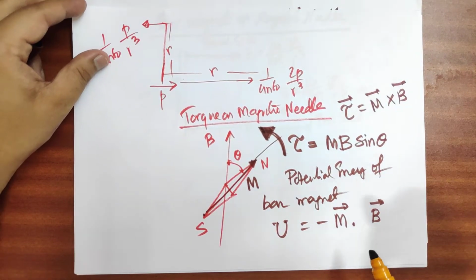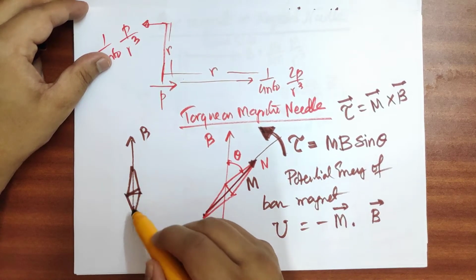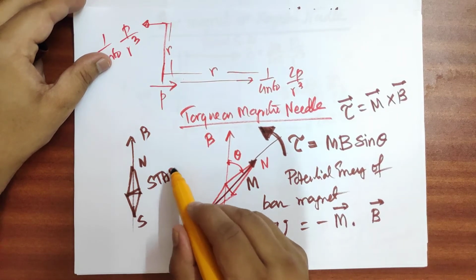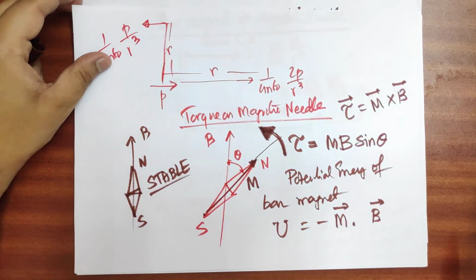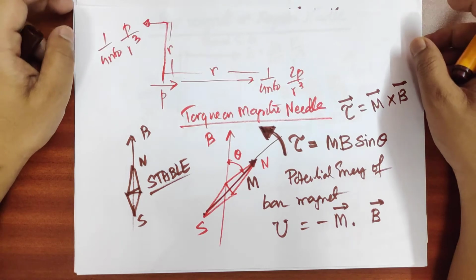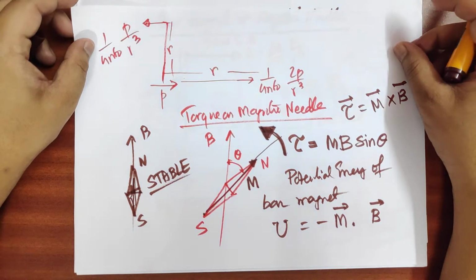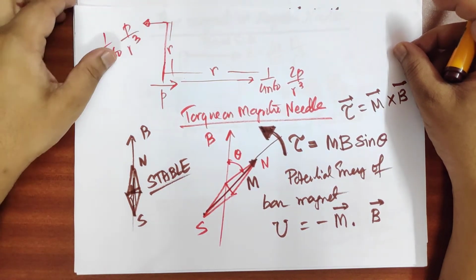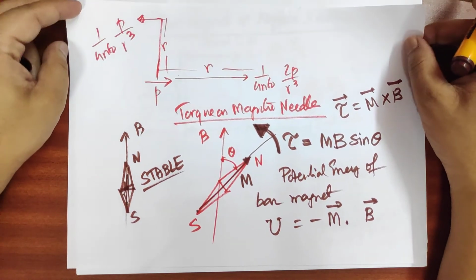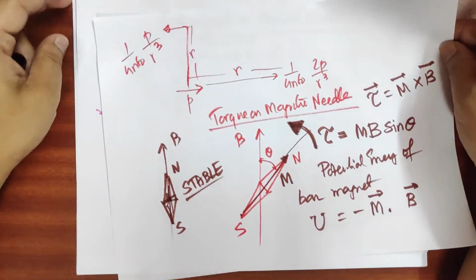So that means the magnetic needle is more stable in this configuration, right? This is south, this is north, this is the stable equilibrium, the most stable condition. That means if you let a magnetic needle be free, then it will ultimately settle down in this direction, north pole to south pole, along the direction of the magnetic field at that location. That is it. Briefly, we have discussed the bar magnet or the magnetic needle.